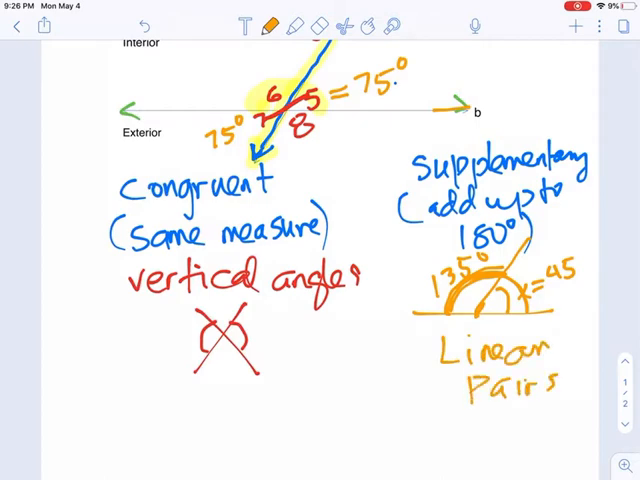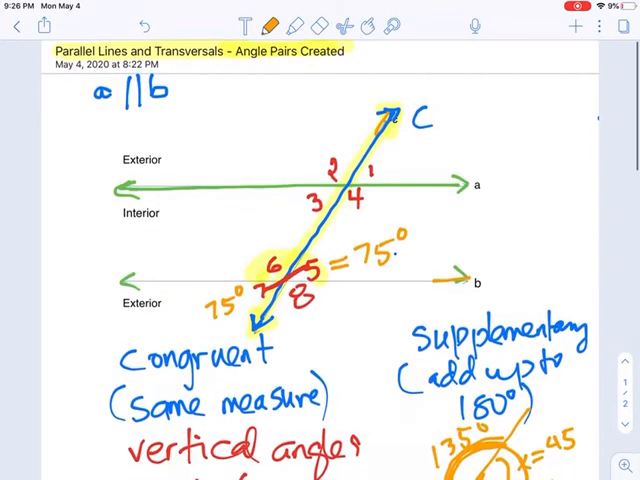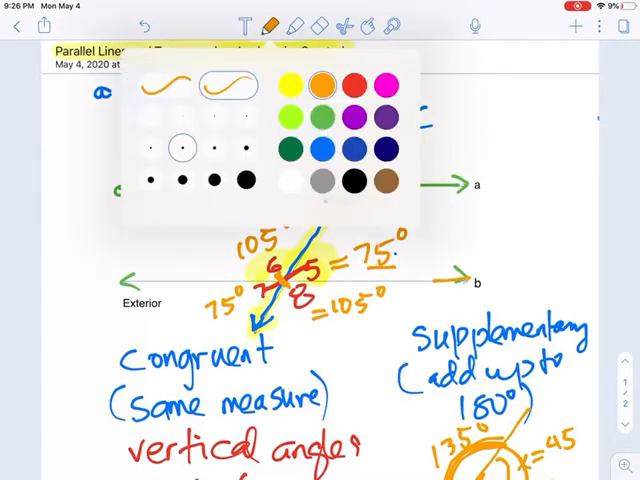All right, so using our linear pairs, we can see that angle 6, if I subtract 75 from 180, will give me 105 degrees. So angle 6 is also 105 degrees. In the same way, we can use vertical angles again to see that angle 8 is also 105 degrees. We could have also used the fact that we know angle 5 is 75 degrees, and we can see that angle 5 is sitting on top of the parallel lines.